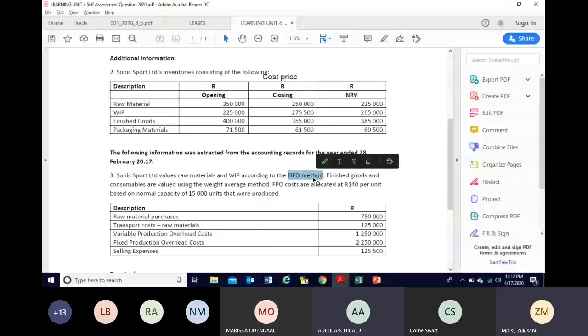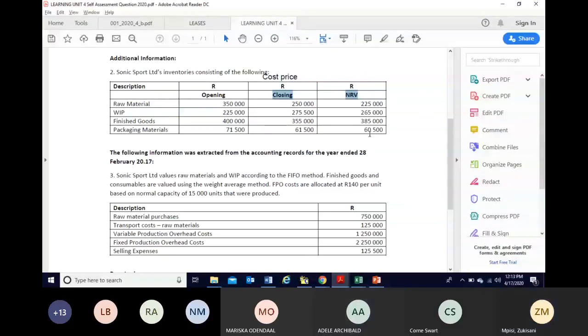Finished goods and consumables are valued using the weighted average method. Now, you are sitting there with two cost formulas applied to your question. And now you are thinking, in terms of the closing balances between these two columns, the NRV and the closing cost price, the question that arises should be, how will I determine the raw material if I am using these different cost allocations?